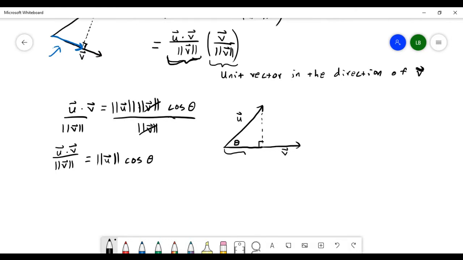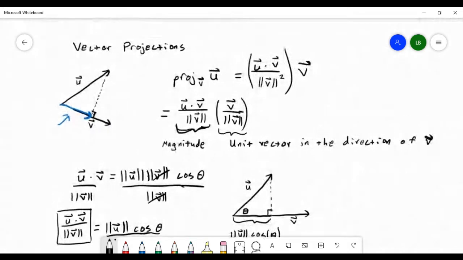If we want to find the length of this right here, that would be the magnitude of u, the length of u, times the cosine of the angle. And that is where the magnitude of our projection comes from. The magnitude of u times the cosine of theta. But then we use our dot product formula to say it's equal to the dot product of u and v divided by the magnitude of v. So that's how we find the magnitude. And that is where our vector projection formula comes from.